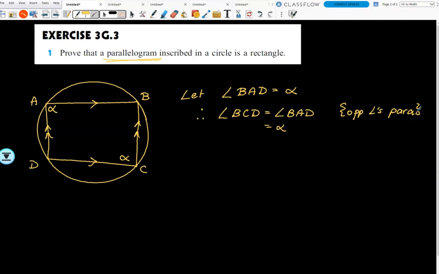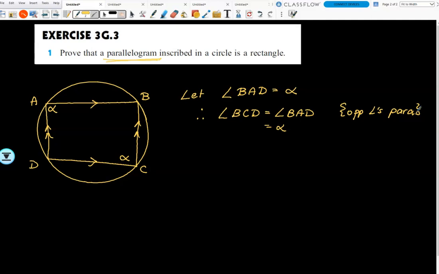Now, we want to prove it's a rectangle. I guess we have to have an idea. What makes a rectangle a rectangle? All angles are 90 degrees, we agree? So would you be happy that if we could prove that alpha is 90 degrees, we're pretty much there? So I can say that.